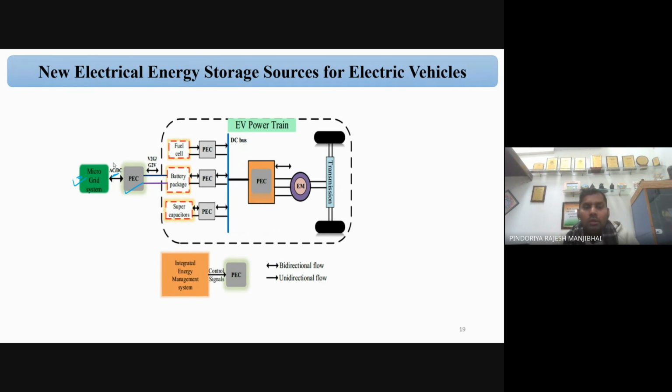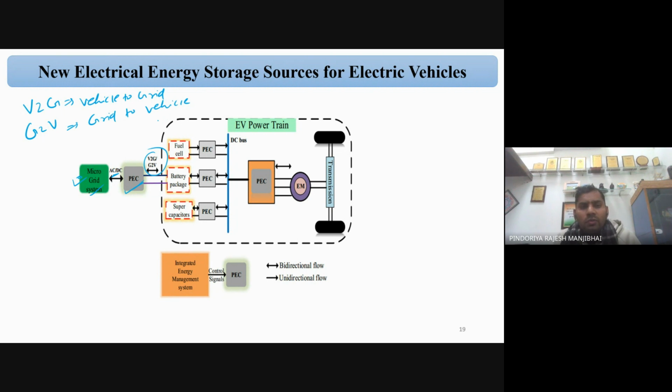Okay. Yeah. So once we have a microgrid system, then we have an AC power supply. Then we can convert it into a DC power supply by the power electronics converter. PEC stands for power electronics converter. Correct. From the power electronics converter, V2G and G2V is another research topic. That is vehicle to grid, and grid to vehicle. So you can see everywhere we are using the power electronics converter.